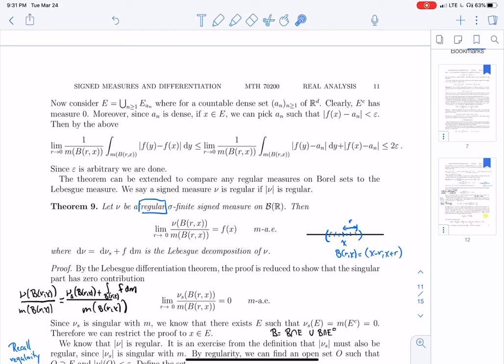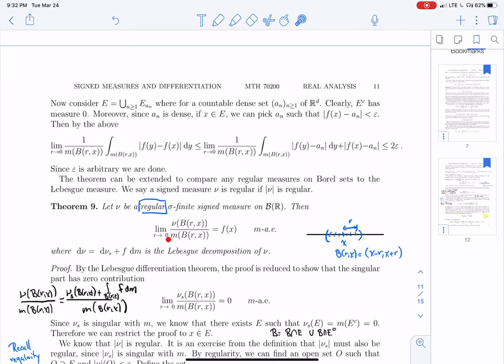So I have mu regular. Okay, remember what regularity means: sigma-finite signed measure on Borel sets of R. Then if I take the ratio between mu of B_r(x) and m of B_r(x), and B_r(x) is only a ball of radius r centered at x, so it's really just that interval from x minus r to x plus r.